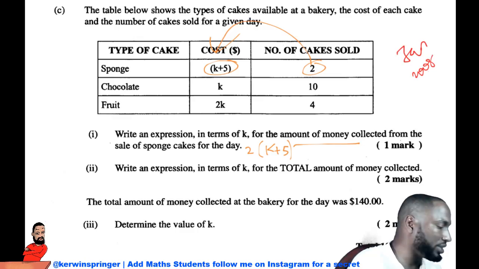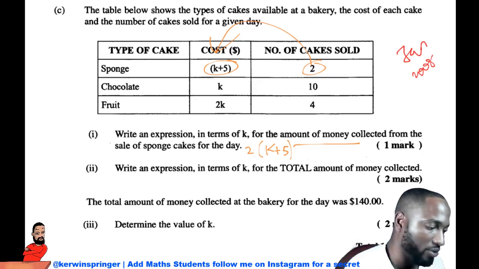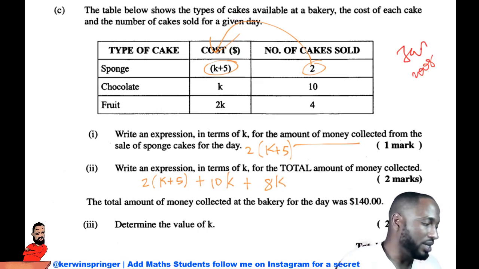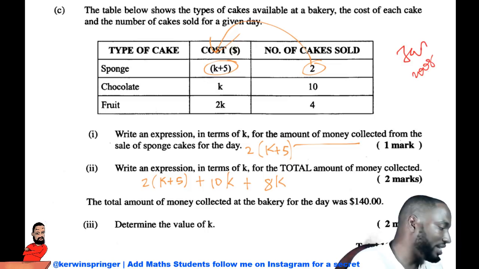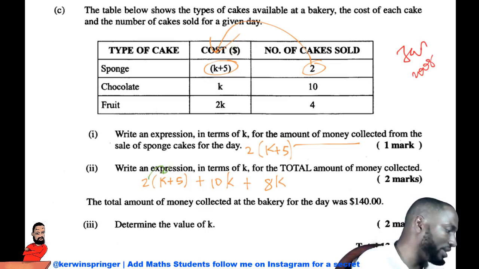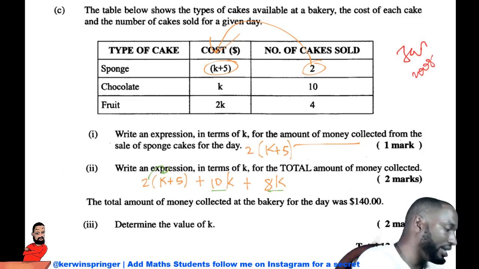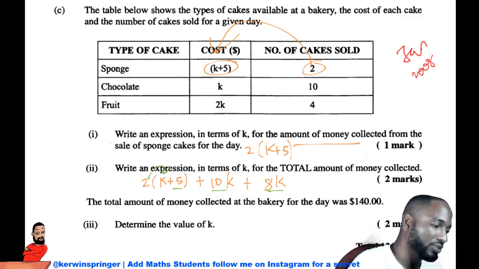Write an expression in terms of k for the total amount of money collected. So 2 times k plus 5, plus 10k. You understand what we're doing here, we're multiplying. Plus 4 times 2k, so I just put 8k one time. And that adds up to give me how many k's. Remember, this concept repeated already. 2k, 10k, 8k, that's 20k, plus 10. 20k plus 10, I'm seeing that. Well done.